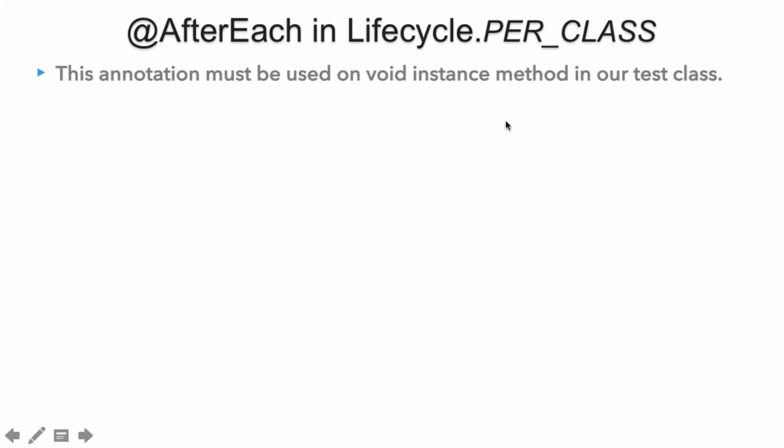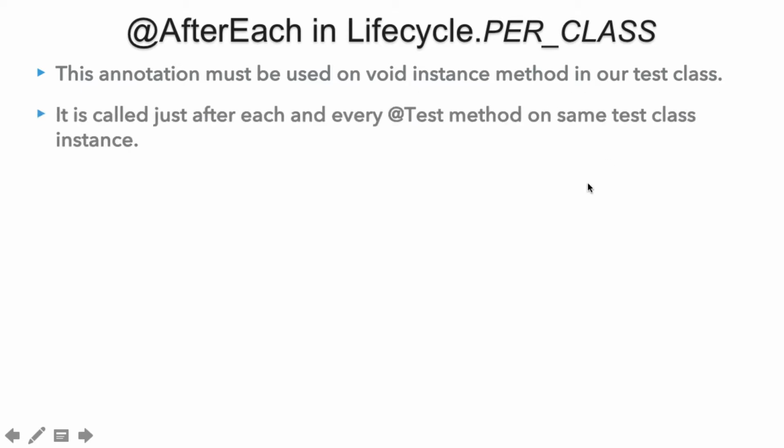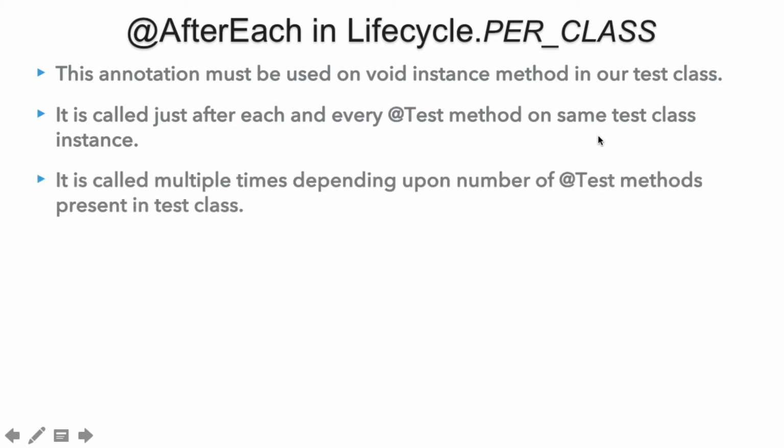So friends, @AfterEach in lifecycle per class mode works very similar to @BeforeEach. This annotation is placed on top of an instance method present in our test class. And similar to @BeforeEach, this annotated method gets called just after each and every @Test method, but on the same test class instance. And the @AfterEach annotated method gets called multiple times depending upon the number of @Test methods present in our test class.